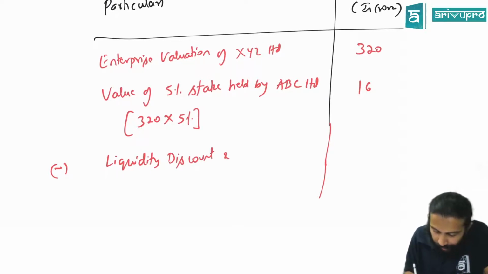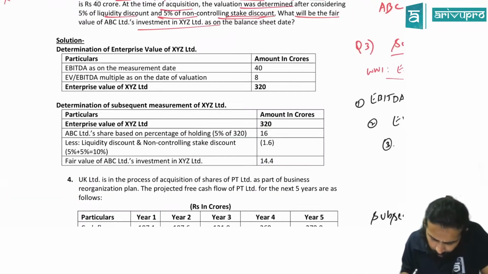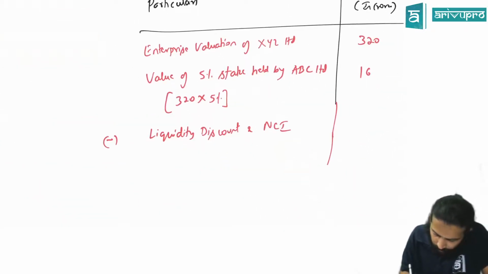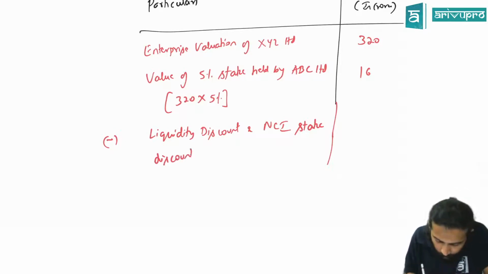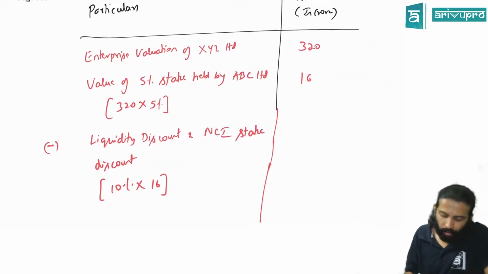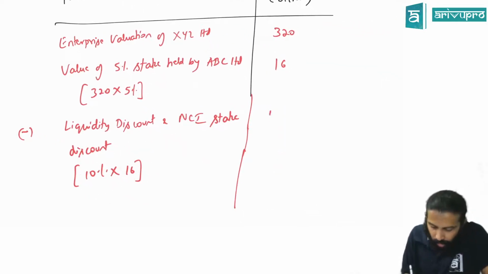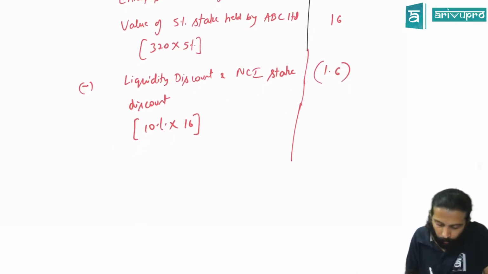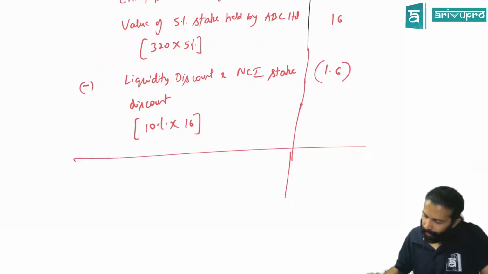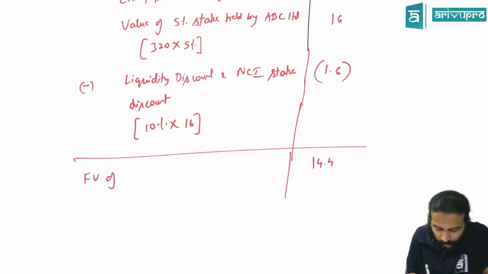Liquidity discount and non-controlling NCI stake discount. Both are 5%, so put together it is 10%. So 10% into 16 crore. The value would have been 16 crore provided these two discounts were not there. Since these two are there, you have to reduce it by 1.6. I mean 16 minus 1.6, that will be 14.4. That will be the fair value of the shares held by whom?